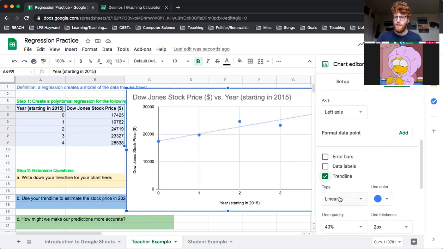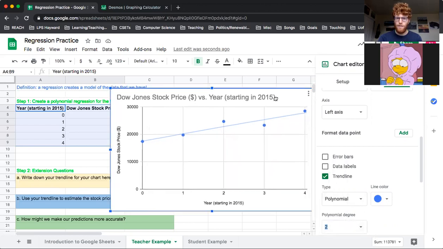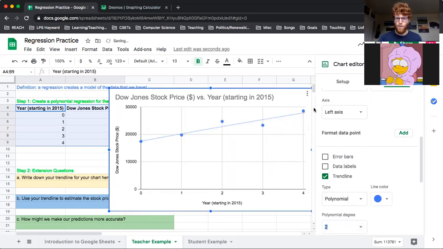We don't want linear, though. We've been discussing polynomials. So we go to polynomial. You have to tell it what degree it is. Degree, remember, is the highest exponent in the equation. The way that we know what degree it is is as follows. We count the number of dots that we have. We have 1, 2, 3, 4, 5 dots. The degree is always 1 less than that. So I have 5, 1 less than that is 4.